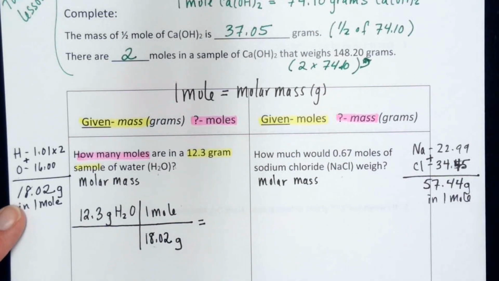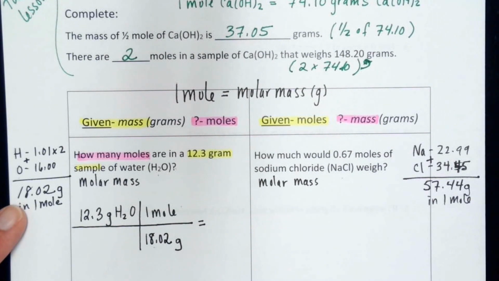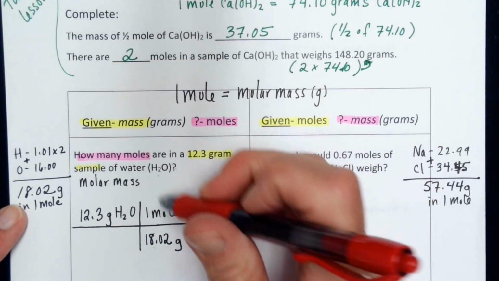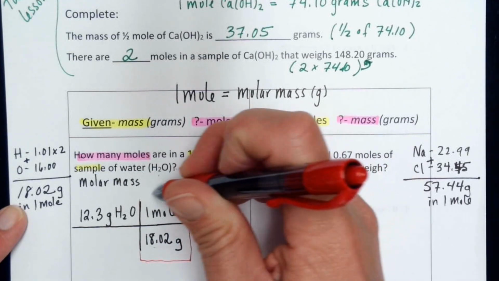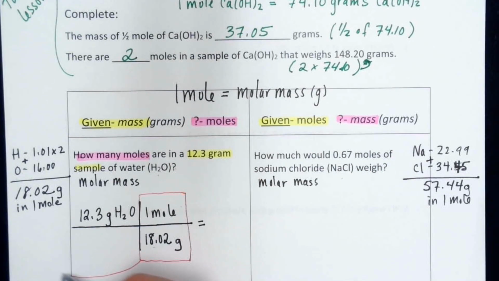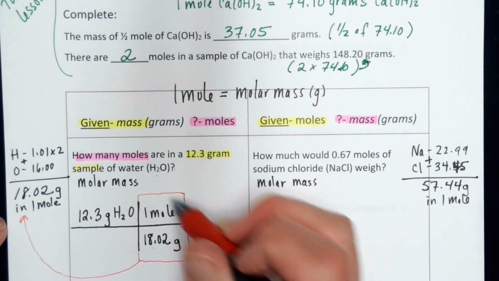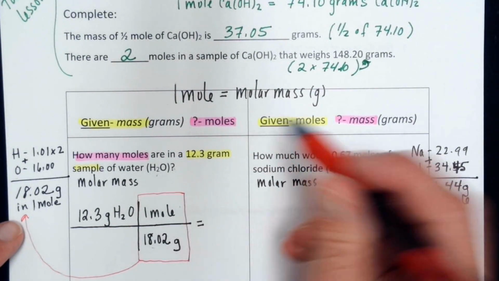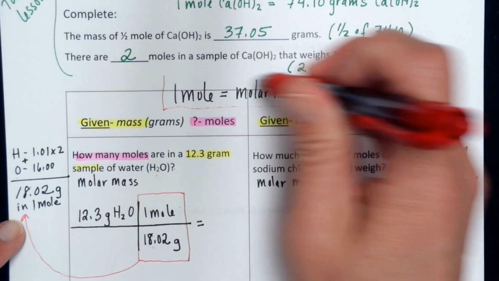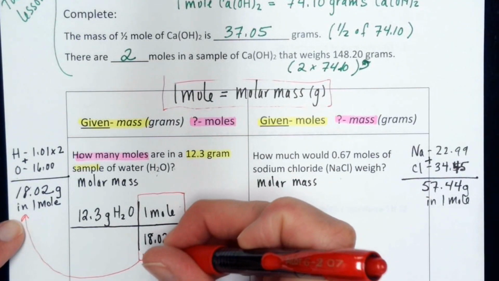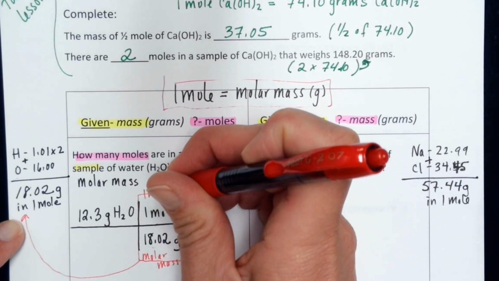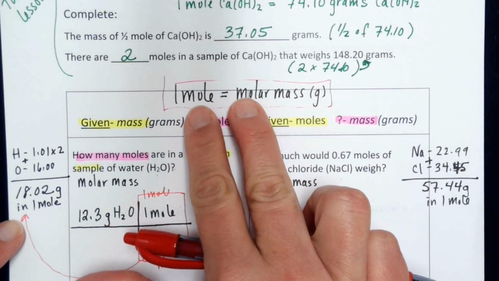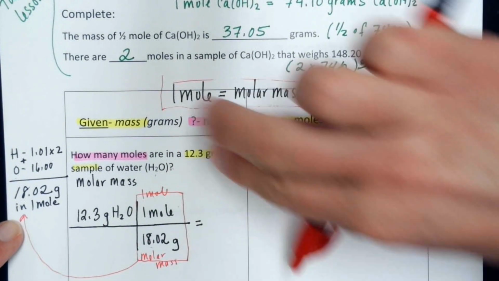Okay, so I'm going to label these real quickly for you. So this whole thing is this put in a fraction form. Or you can think of it as this being the molar mass, and that is equal to 1 mole. See how it's like that and it's just put on its side?